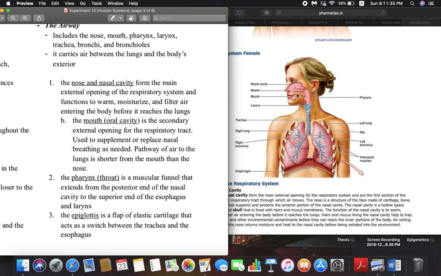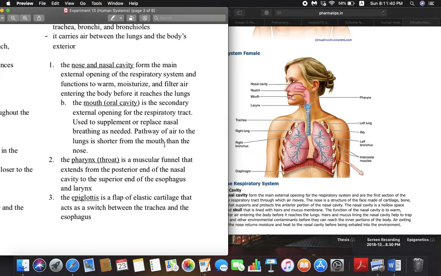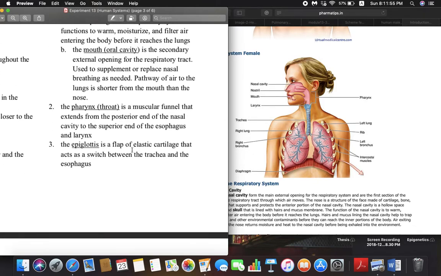The mouth or the oral cavity is a secondary external opening for the respiratory tract. It's only used to supplement or replace nasal breathing as needed. The pathway of air between the mouth and the lungs is much shorter than the pathway between the nose and the lungs. After the mouth or the nose, we have the pharynx, which is the throat. It's a muscular funnel that extends from the posterior end of the nasal cavity to the superior end of the esophagus and the larynx.